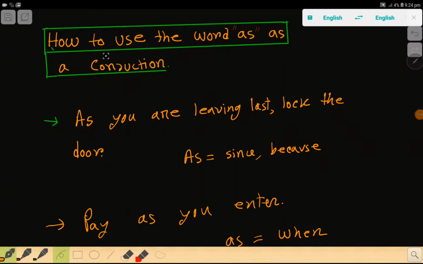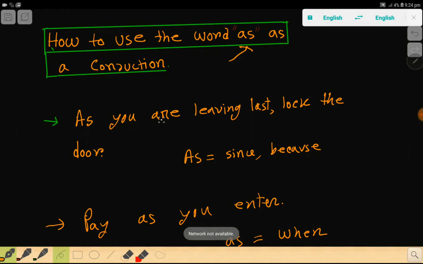Welcome to this class. Today we are going to learn how to use the word as a conjunction, right? To show you the use of as a conjunction, let me take an example so that you can understand it clearly.